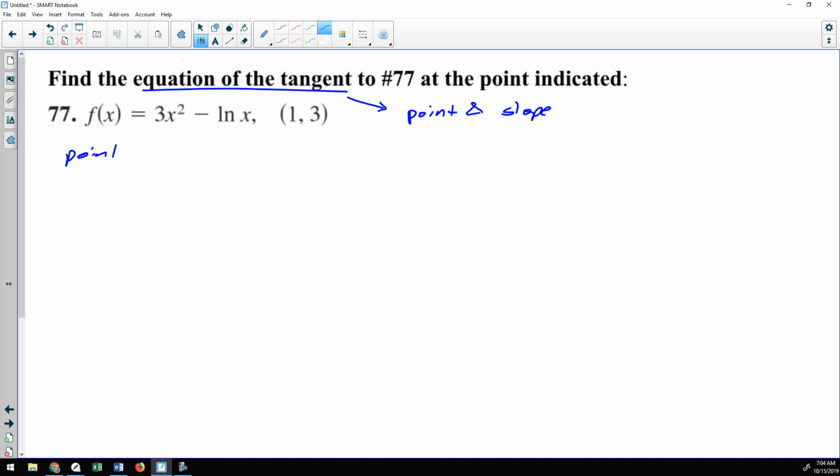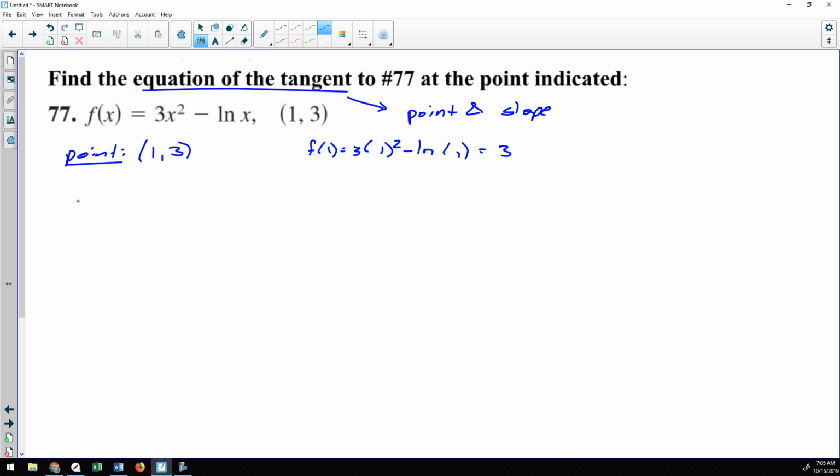Well, this one, the point, is painfully obvious because it is explicitly given to you, but do know that if they did not give you that 3 and they only gave you that x was 1, then you could plug 1 in, and it turns out that f of 1 is 3 times 1 squared minus the natural log of 1, and you should know that the natural log of 1 is 0, and so that does give you a y-coordinate of 3, as they told you already.